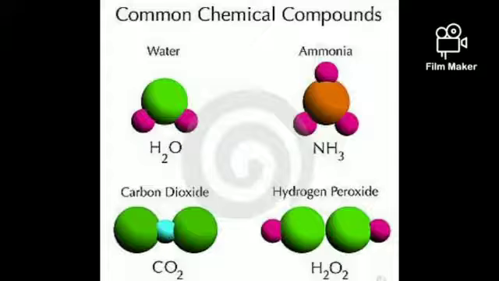Ammonia is another compound. It contains one atom of nitrogen and three atoms of hydrogen. Hydrogen peroxide. It contains two atoms of hydrogen and oxygen each. So, now can you guess who are the compounds and can you differentiate it from the element?